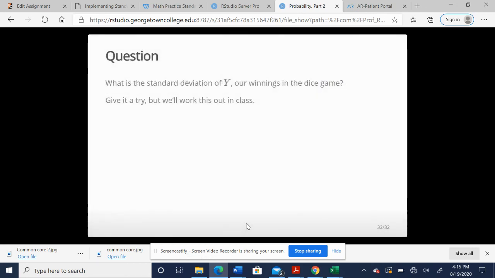So what would we think? What is the standard deviation of y, our winnings in the dice game? Okay, we're going to try to give that a try. That's one of the things we're going to talk about in class. We're also going to be working on a different random variable probability distribution to see if we are able to work through this and calculate this on our own.